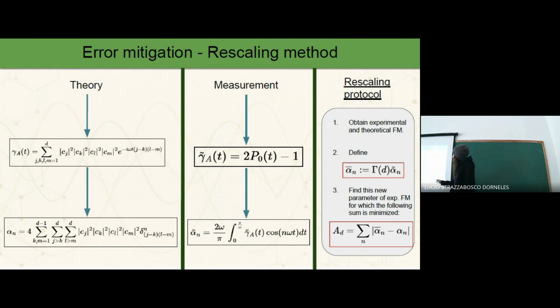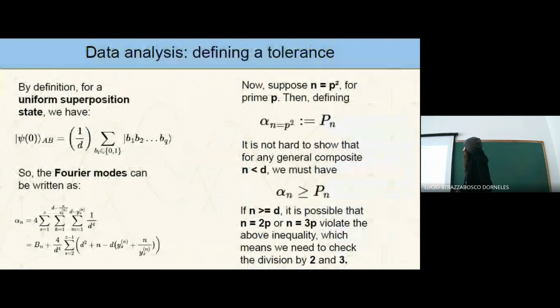And we find out that if we define a new Fourier mode by a global multiplication, gamma, that depends on the dimension, we can improve the results by using some minimization technique of the definition of the Fourier modes relative to the analytical ones. So we define the sum, and the minimization gives the optimized gamma factor, which is going to be shown later in the results.